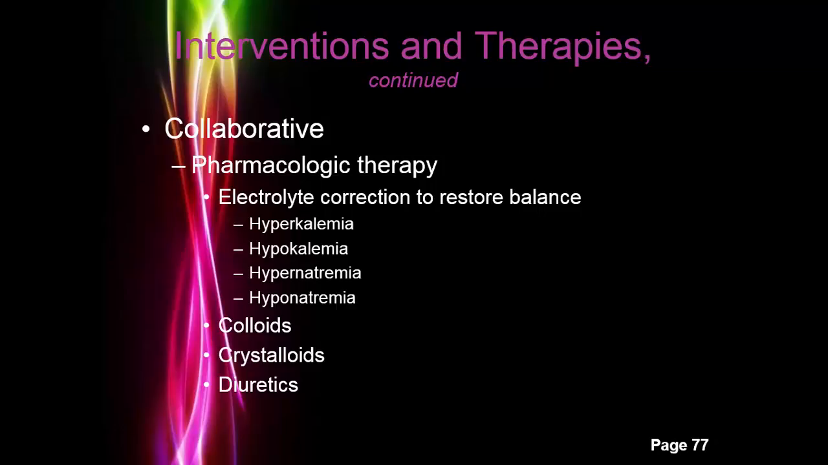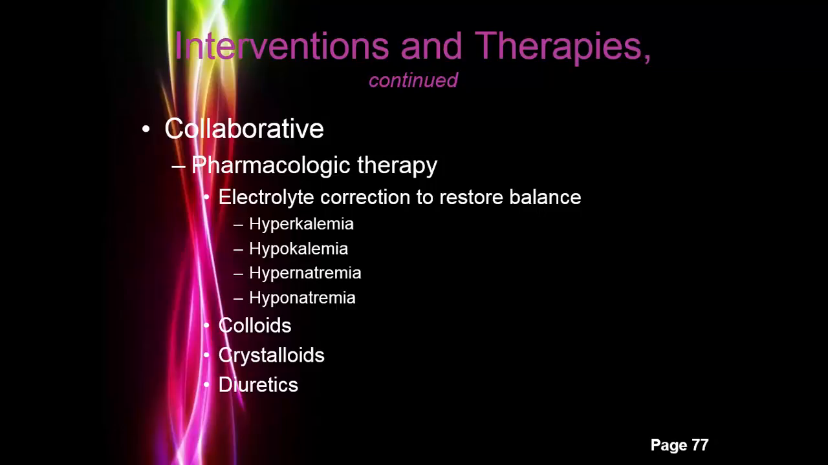Increased potassium treatment is glucose, insulin, or dialysis. Decreased potassium, a side effect of diuretics, so you want to replace orally or IV depending on how low your potassium level is. Your increased sodium level treatment is to administer antidiuretic hormone. Decreased sodium level treatment is oral supplements, or if it's severe or life-threatening, they can do it intravenously.